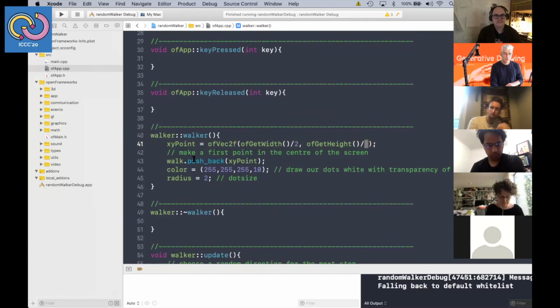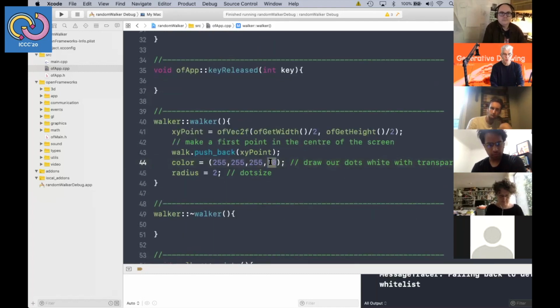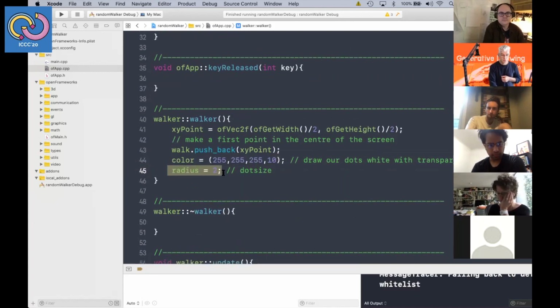And then I use this command pushback, which just takes the first point and pushes it into the walker. So that becomes the first in our list. And then I set the color to be a particular color that I want. And in this case, it's RGB, so it's 0 to 255, the maximum colors. So it's 255 red, 255 green, 255 blue. And then I can also, with openFrameworks, when I make a color, optionally add a blend value at the end. In this instance, I'm adding the blend value 10. So if you want to go and mess around with a color, it's here. And then the dot size, I'm saying to be 2.